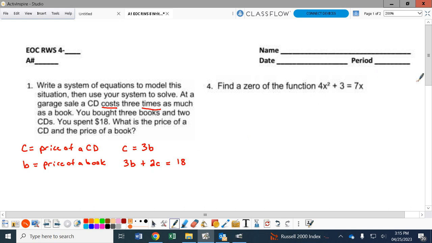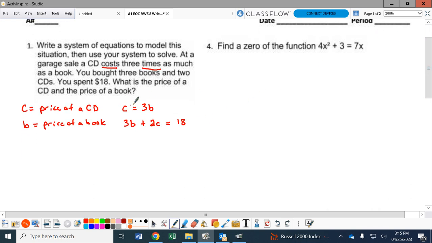Now this is a problem that you would solve by substitution because it's already set up as C equals, so we're going to put a box around this. We're going to plug this into our C right here in this equation, so it's now going to be 3B plus 2 times 3B equals 18. We're going to go ahead and multiply this right here. We're going to bring down the 3B plus 2 times 3B is going to be 6B equals 18.